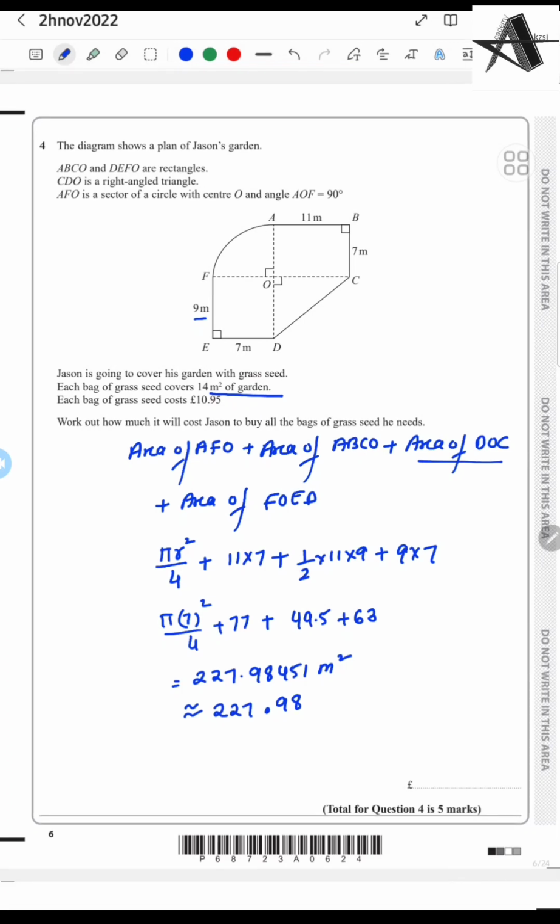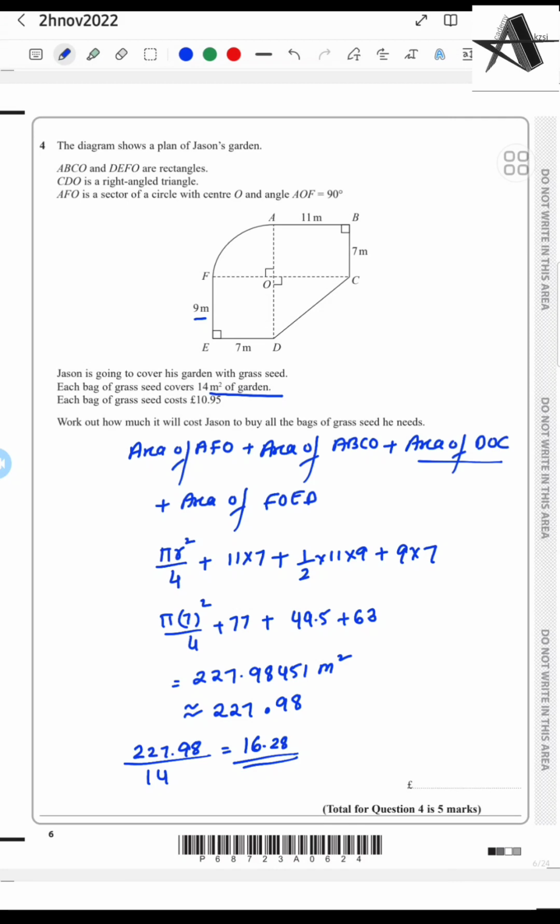But they have mentioned that each bag of grass seed covers 14 meters squared of garden. So if each bag covers 14 meters squared of garden, how can we calculate the number of bags? Simply by dividing it by 14 meters squared. So 227.98 over 14. This will come out to be 16.28. These are the number of bags, but don't make this mistake. 16.28 cannot be a number of bags.